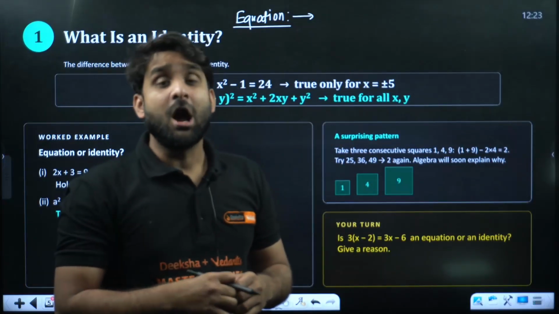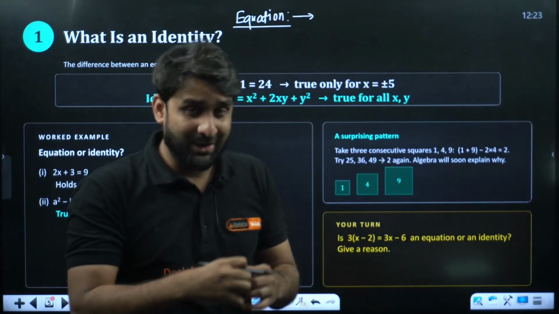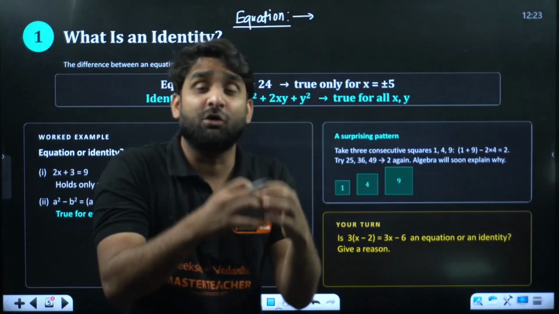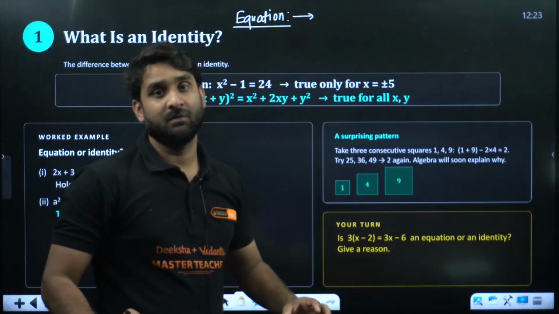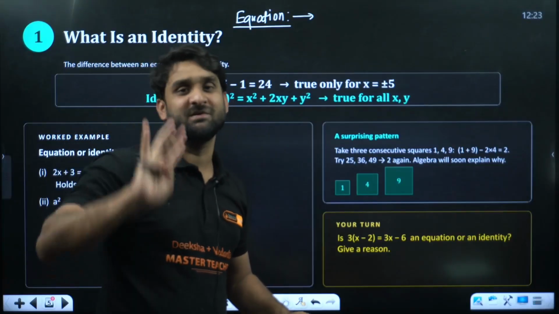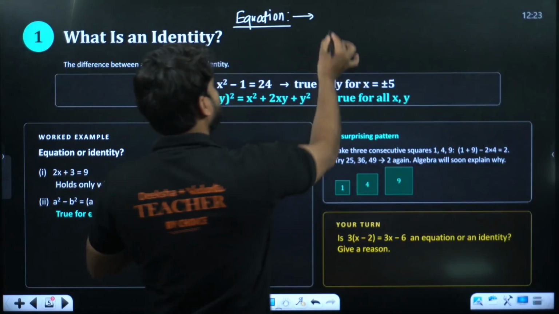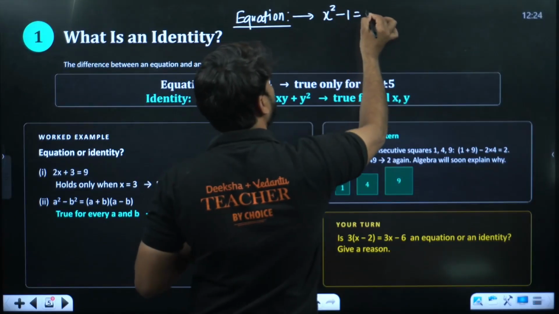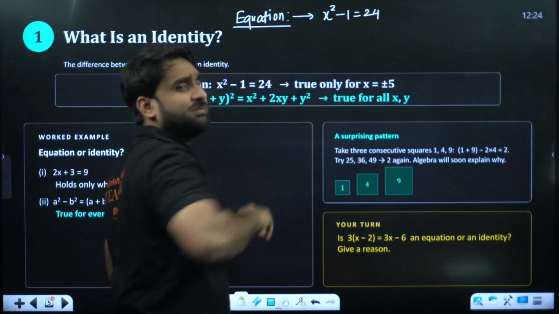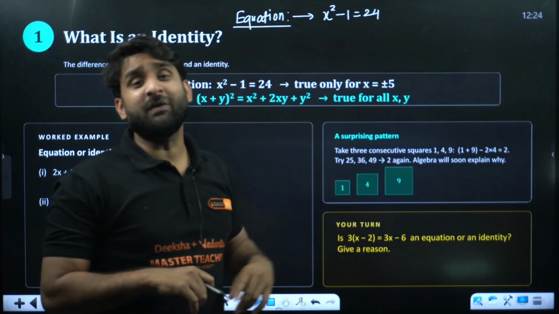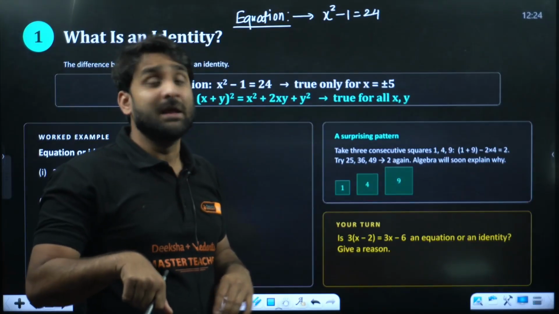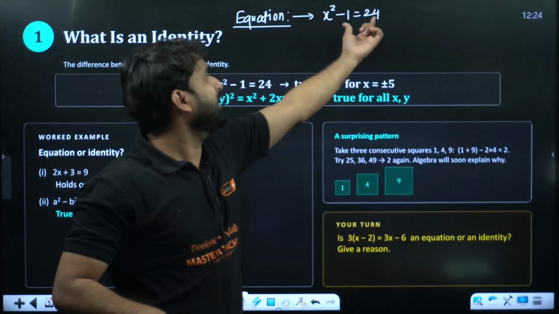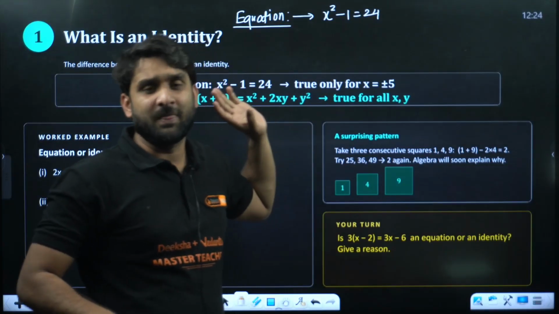Equations are those algebraic expressions in which we are keen to find the values of the variable present there. It means that there will be only one solution. Let me show you. For example, this is x square minus 1 is equal to 24. Now look at this. Basically, this is an equation. Why is this an equation? Because only one variable is in square form, and the constants 24 and minus 1 are there.